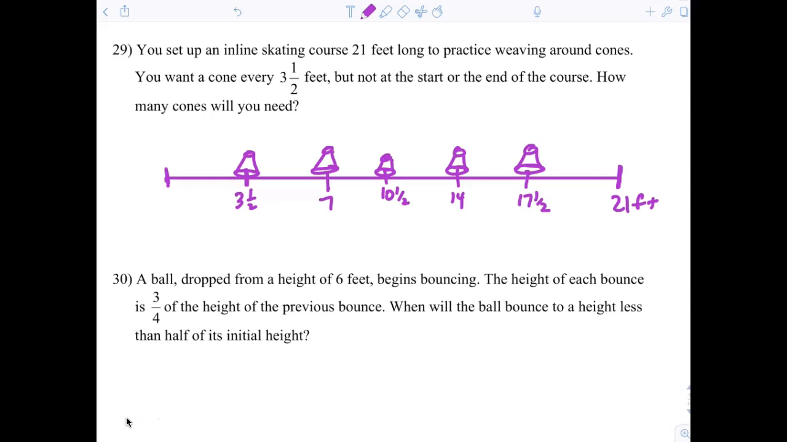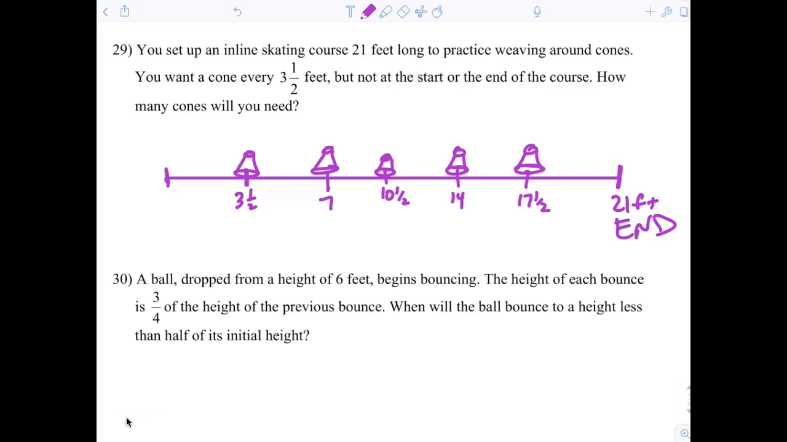And are we done? Wait a minute. I'm not asking you about the answer. I'm saying, do I count out another? If I count out another 3.5 feet, I'm where? I'm at the end of my course. Do I put a cone? No. So what's my answer?